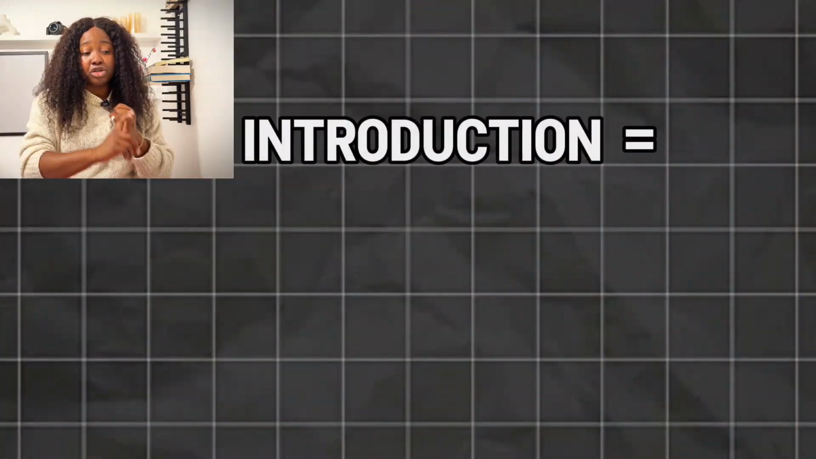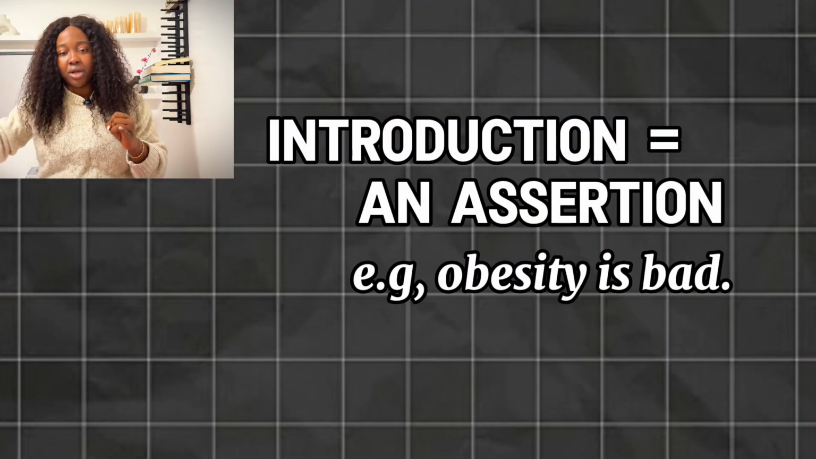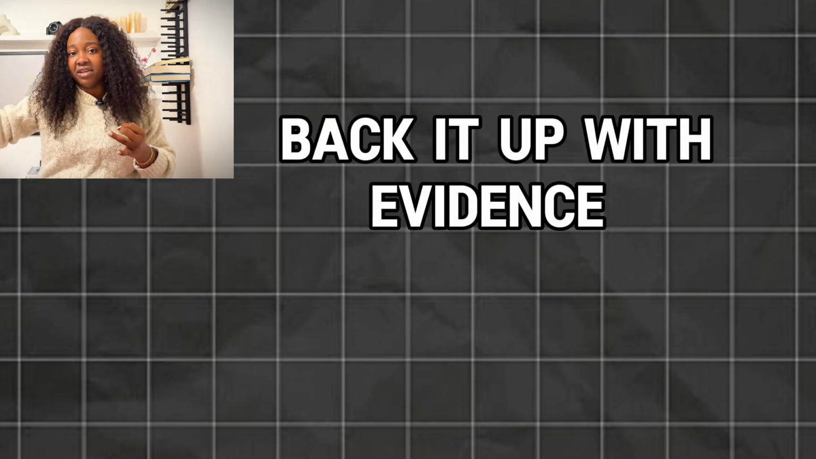There's no BS here. I could just ramble on and make the video extremely long, but it's not worth it. The main thing I want you to get from this video is, if you're writing a paragraph, it must have an introduction, which should be an assertion. Very short, simple. This is the sentence I'm trying to make. Obesity is bad. Boom. Next, you back it up with evidence. What is the evidence? That should be your body.